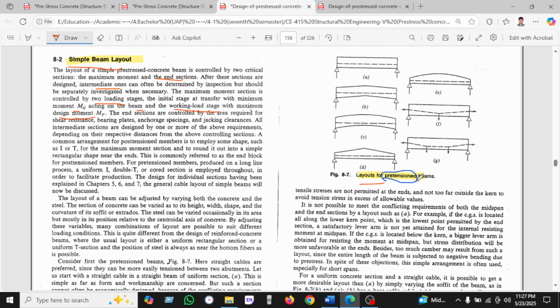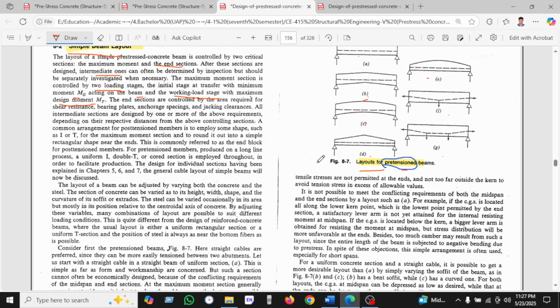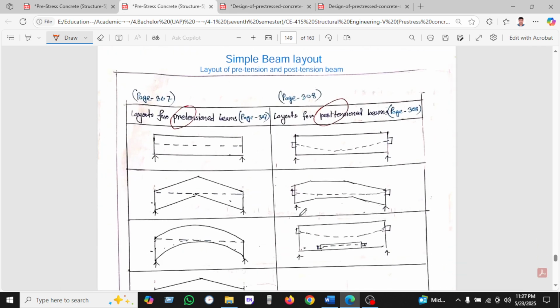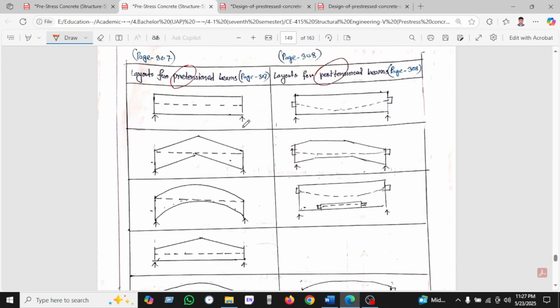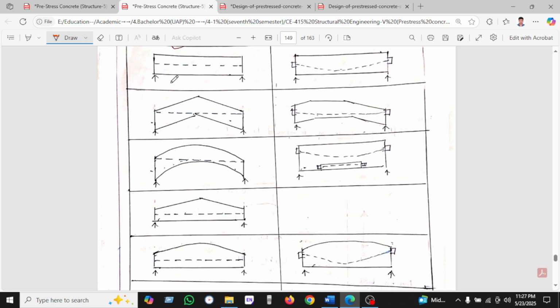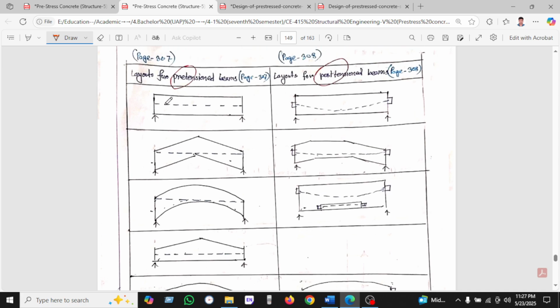Okay, so let's see. Here is the layout of the pre-tension beam. We can see 1 and 2. After pre-tension it will be 2 and 3, and D, E, F and G. This is the type of pre-tension beam. If we go to the other one here, the layout of the pre-tension beam, we have been seeing these are the pre-tension. When the rebar is inserted, then it will look like this.